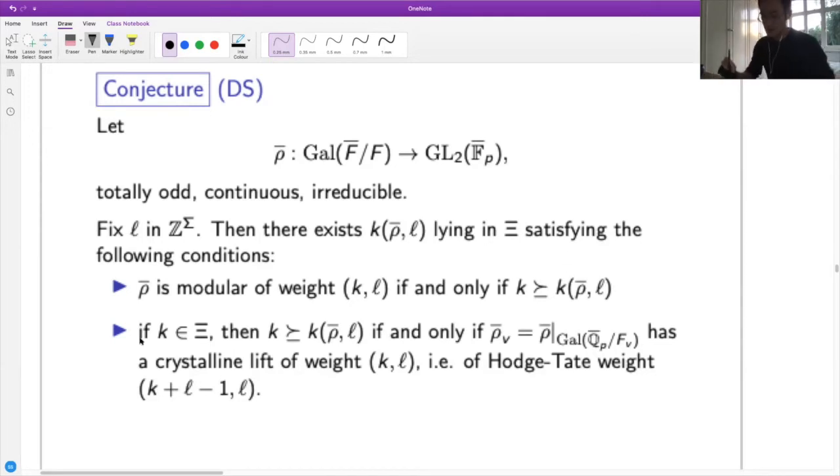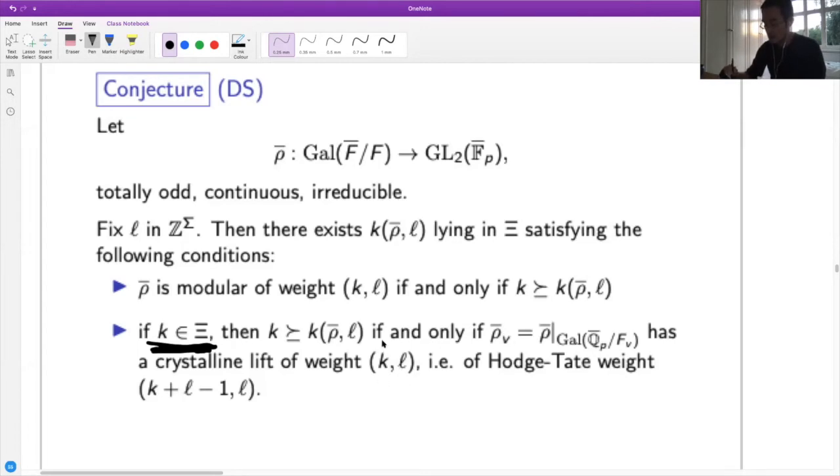And the second condition is that if my weight K is in C, then K is curly greater than or equal to K_ρ̄,L is equivalent to saying that the Galois representation restricted at this unique prime above p has a crystalline lift of weight K,L.